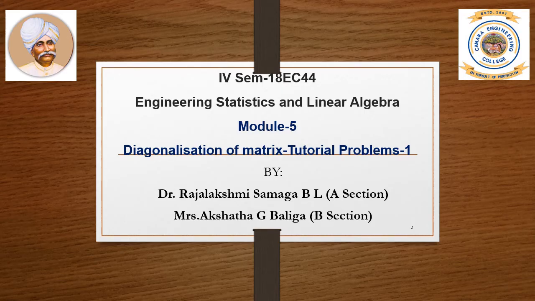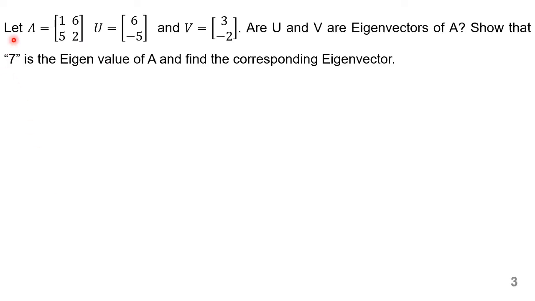In this video, let us try to solve some problems on diagonalization of a matrix. Let us take the first problem. Let A be a 2 cross 2 matrix with elements 1, 6, 5, 2. U is equal to (6, -5) and V is equal to (3, -2). We need to prove whether U and V are eigenvectors of A, and we need to show that 7 is an eigenvalue of A and find the corresponding eigenvector.